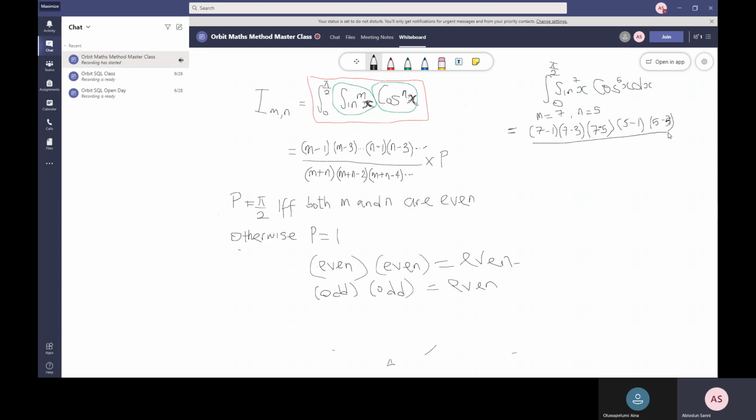All over m plus n, which is 12, times 12 minus 2, which is 10, times 12 minus 4, which is 8, times 12 minus 6, which is 6. Then you go to 4, and you stop at 2. That's 12 minus 10. You're not going to do 12 minus 12, because that will give you 0. You multiply this by p, which is 1 in this case, because both of them are odd. So you have 6 times 4 times 2 times 4 times 2.